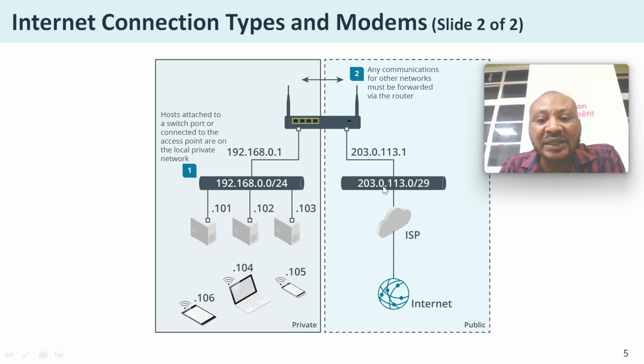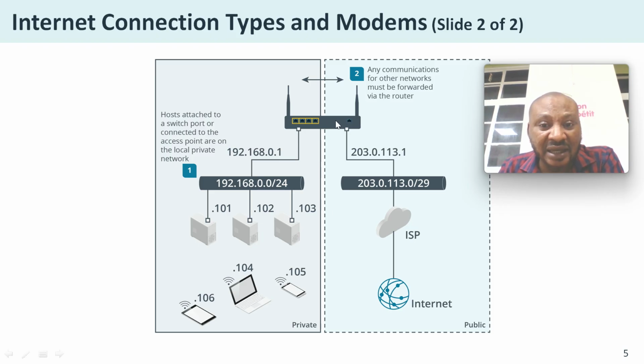Now, if you look at the other side of the address, look at the public. So this is private, this is public. Public is a wide area network where the internet comes from. So this you can control, but the public cannot control. So how do you get the internet to your LAN? You have to go through the router. So that's why this one is here.